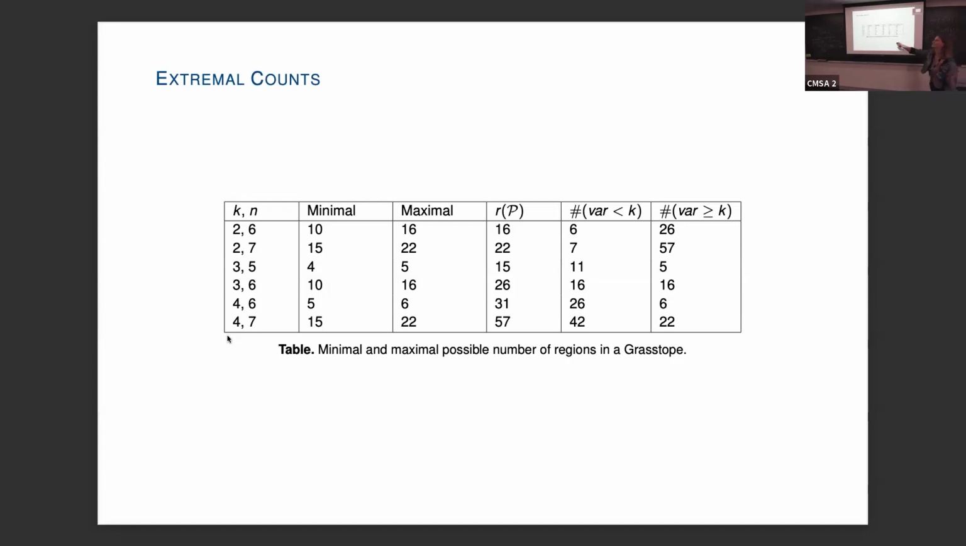So for 2,6, you draw 6 lines, however they are, and then there's always a way to reorient them to get only 10 regions or to get 16 regions. And you can also check that the minimum and maximum in these columns actually correspond to the naive bounds that we have from the slides before.